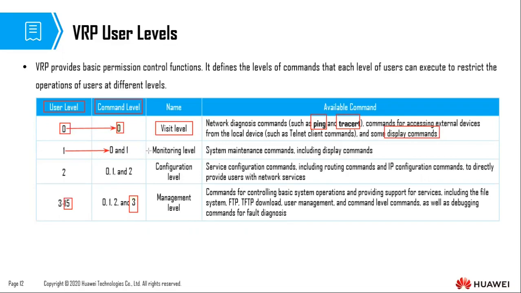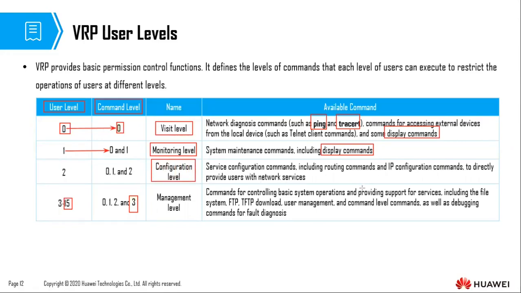Then at command level 1, you can only monitor. It's called the monitoring level, meaning you can use more display commands in order to see the configuration of certain protocols or interfaces. So really, that is the monitoring level. Then we have command level 2, which is called the configuration level.